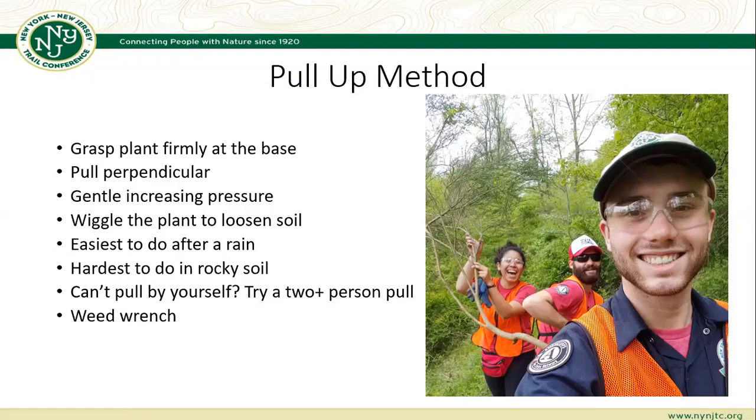So you're going to want to pull perpendicular from the ground or whatever way that plant is growing. If it's not growing straight up out of the ground, but it's growing a little bit crooked, that's probably the way that you're going to want to pull this plant. You're going to want to start pulling gently and increase your pressure. If you just go all at once and use all your force, you're probably going to snap that plant and it'll be impossible to get out unless you dig out the roots.